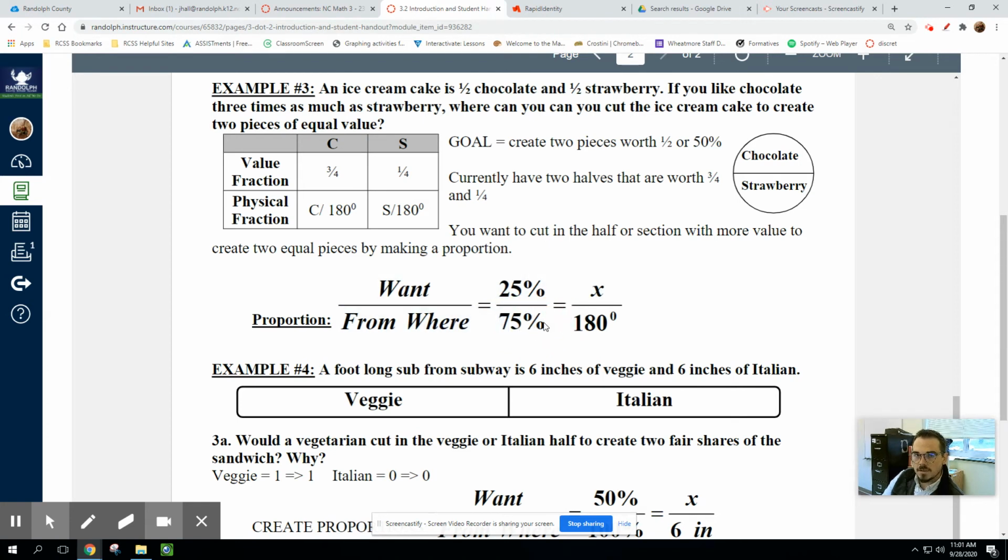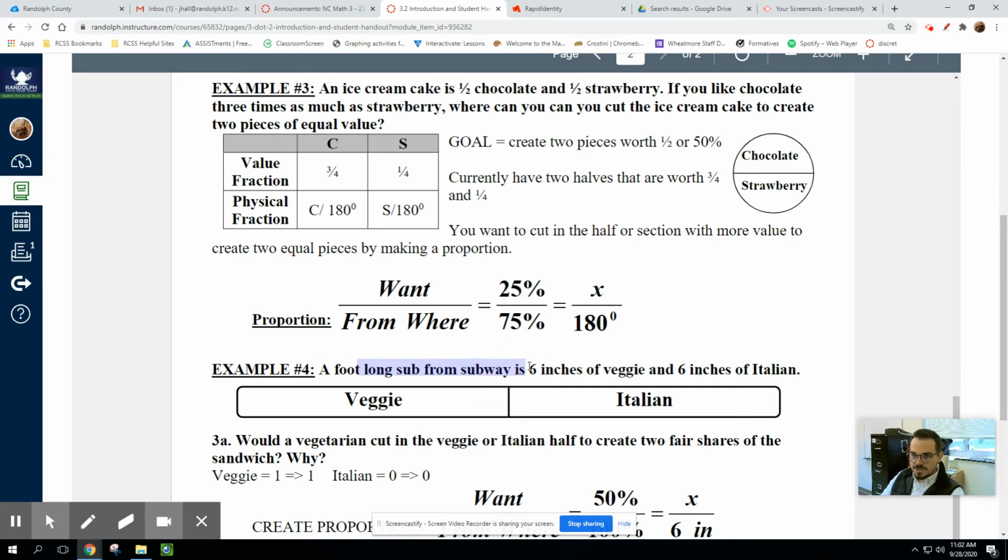The 75% that we had, right? We valued chocolate at 75%. That proportion is going to be 25 over 75. And that's always the want from where. We want to get an extra 25%. Where am I going to get it from? From the 75% that I had. And then that's going to be equal to the portion that you're cutting into, so X over 180. We could figure out what that is: 0.75 X equals 25% of 180, and then divide, and that's going to give you the percentage that you need to cut into the chocolate to get there.